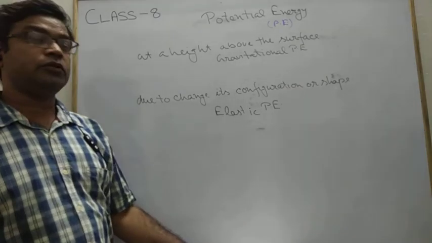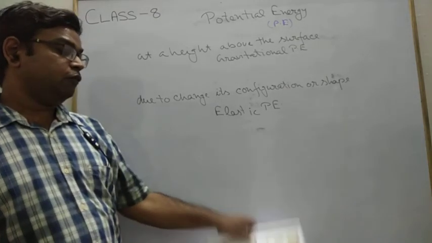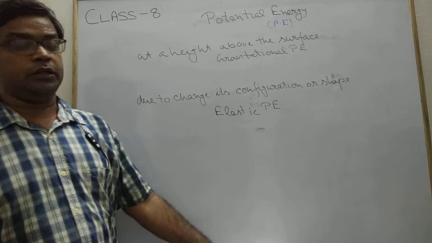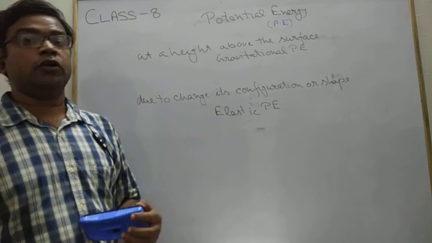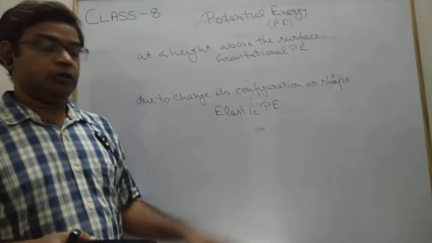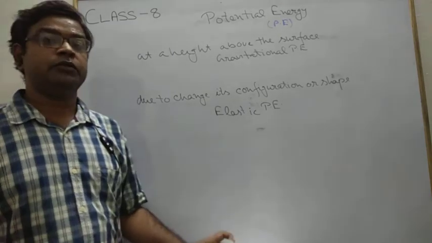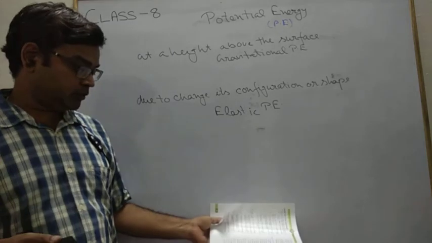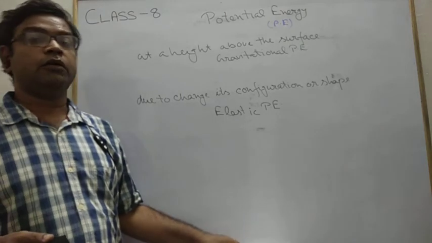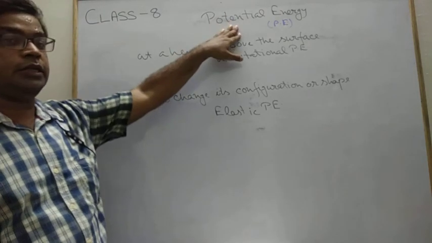Now, as we know the formula is mgh, we can solve the numericals. I will solve the numericals at the end of the video of this chapter, not right now. At the end, I will make a combined video of numericals. Till then, all of you read this potential energy in your book.